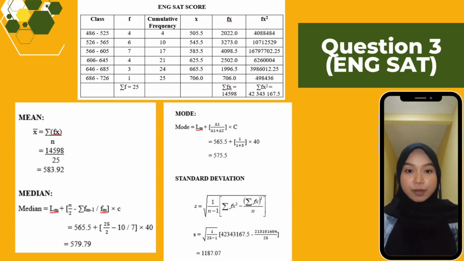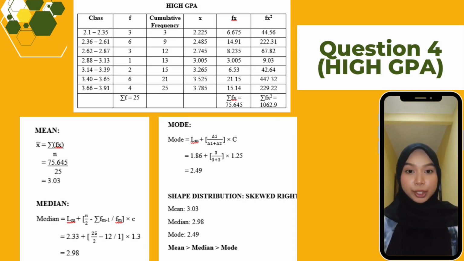The standard deviation for English is the square root of 1 divided by 25 minus 1, times bracket 4234316.5 minus 2131010604 divided by 25 close bracket, so the answer will be 1187.07. Next, I want to continue with question 4. Question 4 is to estimate the distribution of high school GPA and computer GPA.